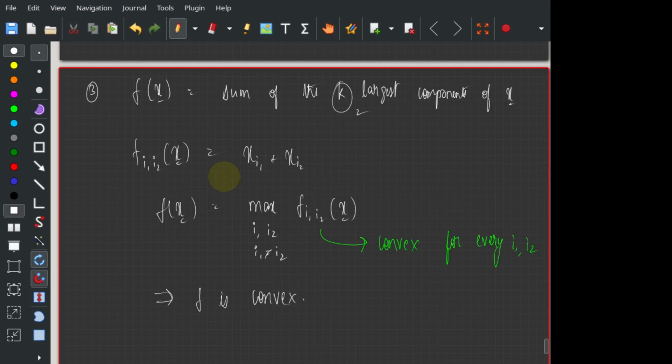So, in fact, I can generalize this a bit further. Instead of looking at the k largest components, I can even look at functions g1, g2, g3, and so on. And the sum of the two largest functions is also going to be convex if each of the g_i's is also convex. So you can get different variations of this just by taking multiple properties and composing them.